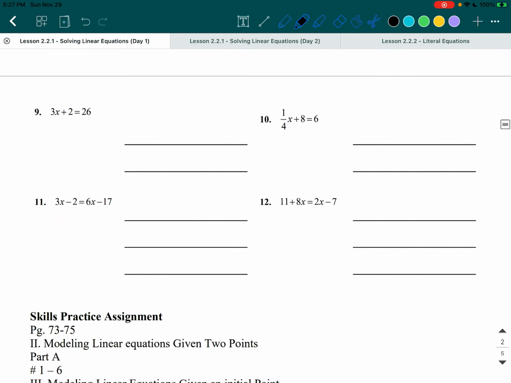All right, let's do number 9. So for number 9, I'll let you guys try it out first. So you can pause the video here and unpause it when you're ready.